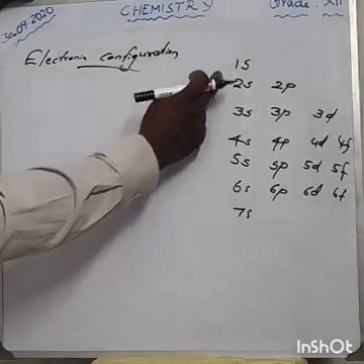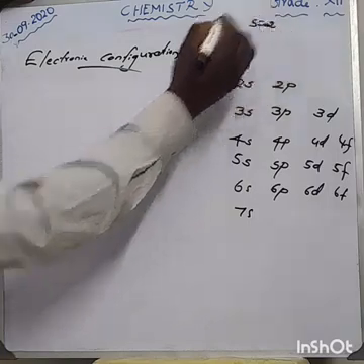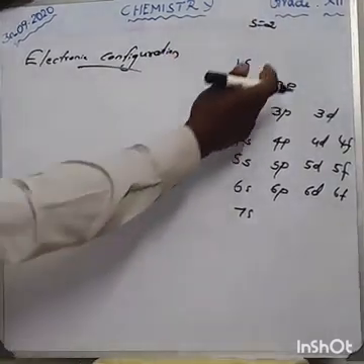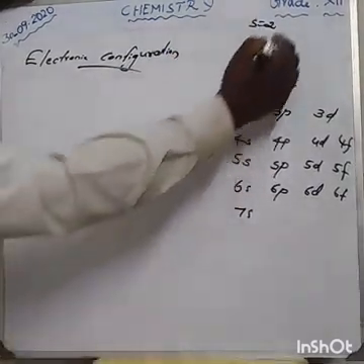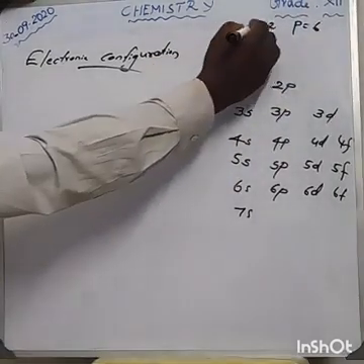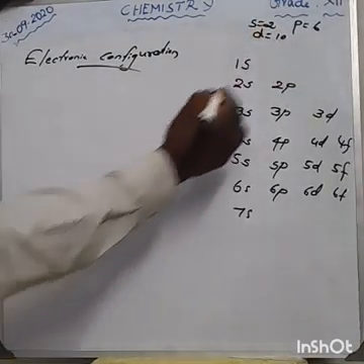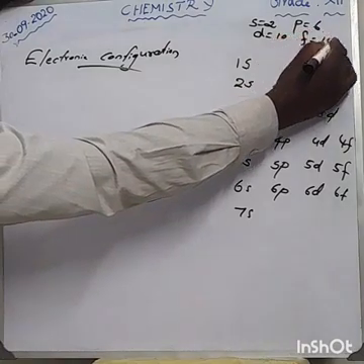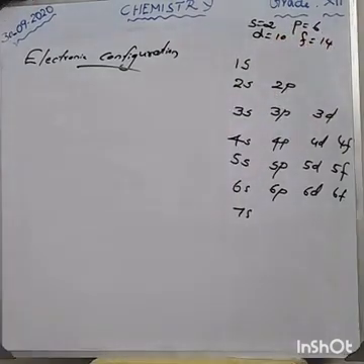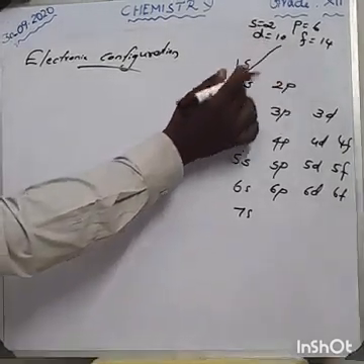In every s subshell, we can accommodate a maximum of 2 electrons. In every p subshell, we can accommodate a maximum of 6 electrons. In the d subshell, we can accommodate a maximum of 10 electrons. And in the f subshell, we can accommodate 14 electrons. This we already learned in the Aufbau principle and also Hund's rule. Hund's rule, okay. Here, first one.